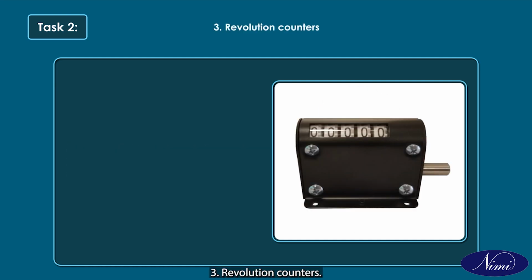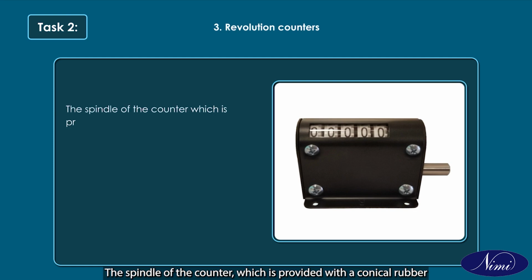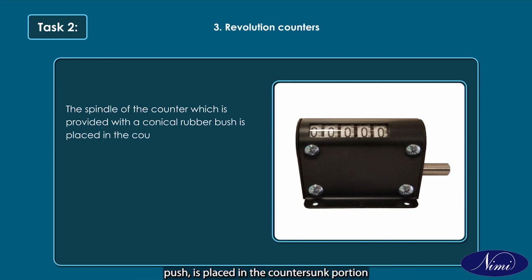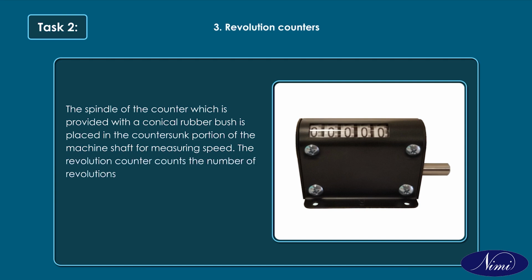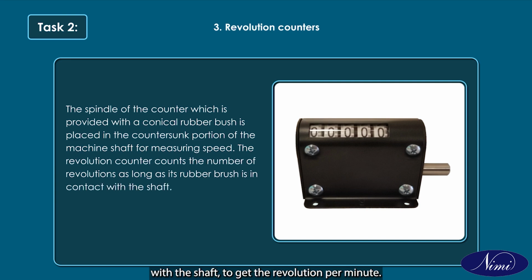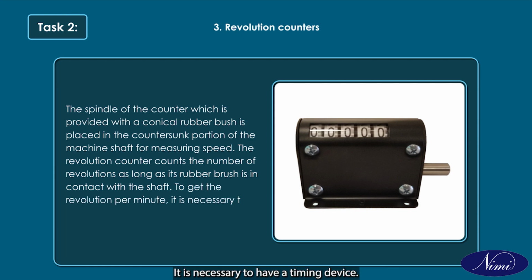Number 3. Revolution counters. The spindle of the counter, which is provided with a conical rubber bush, is placed in the countersunk portion of the machine shaft for measuring speed. The revolution counter counts the number of revolutions as long as its rubber bush is in contact with the shaft. To get the revolutions per minute, it is necessary to have a timing device.